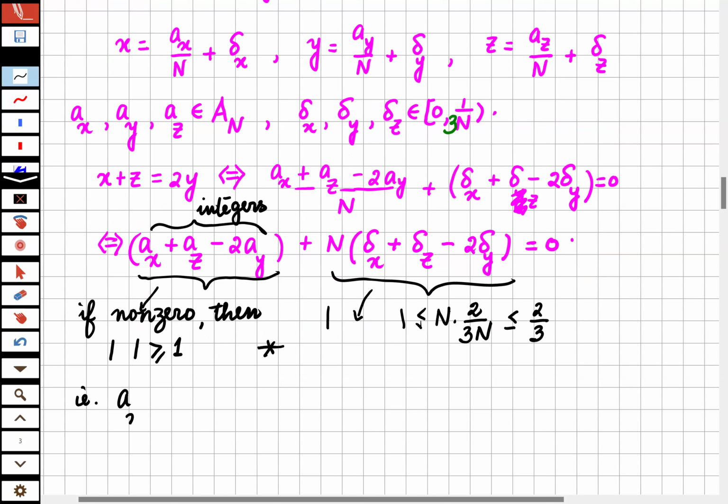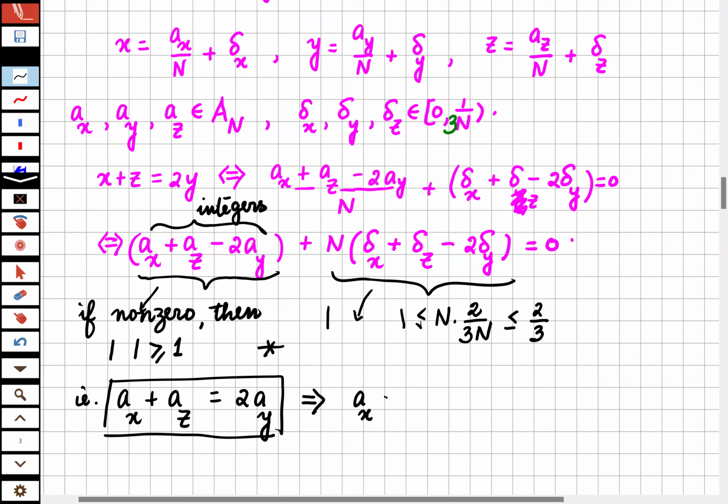That means a x plus a z must be equal to twice a y. In other words, the integers a form an AP, but they came from an AP-free set. What does that mean? It must be the trivial AP, so a sub x must be equal to a sub y, must be equal to a sub z, which meant exactly as you said that x, y, z lie in the same basic interval of E1.